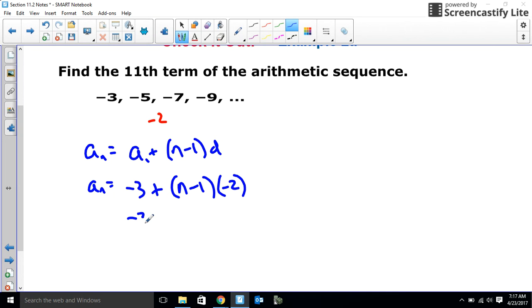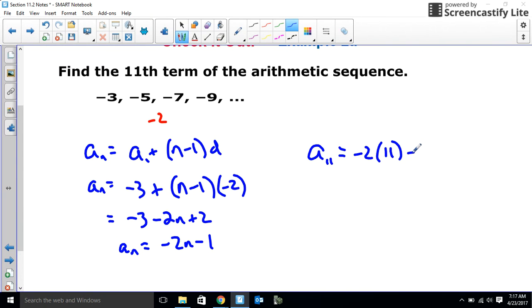Okay, so I'm going to distribute that negative 2. So I have negative 2 times n is negative 2n. Negative 2 times negative 1 is positive 2. So if I combine the negative 3 and 2, that gives me negative 1. So I get a sub n equals negative 2n minus 1. I was asked to find the 11th term, so I'm going to find a sub 11 and use this formula that we just came up with. So I have negative 2 times 11 minus 1, which is negative 22 minus 1, or negative 23.